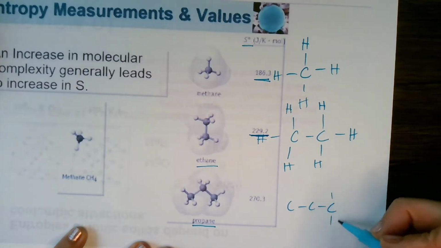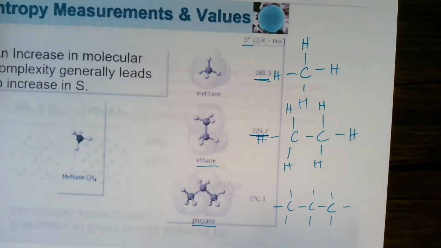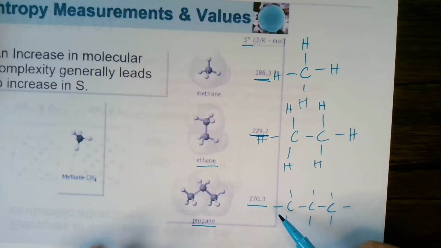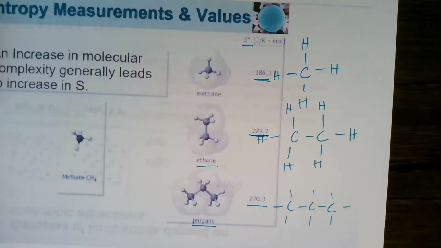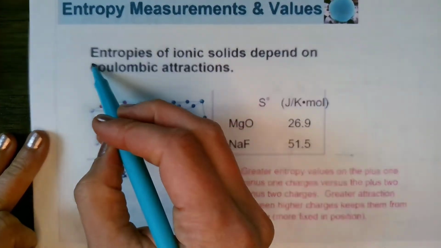And then here we see this with propane. Now we have 3 carbons with hydrogens all surrounding it. Again, think of all of the different microstates and different arrangements that propane can have. And it has an entropy value of 270.3. So as the molecule gets bigger, then entropy generally increases.